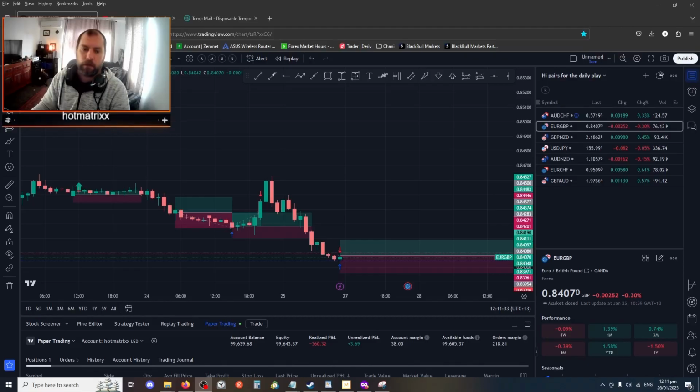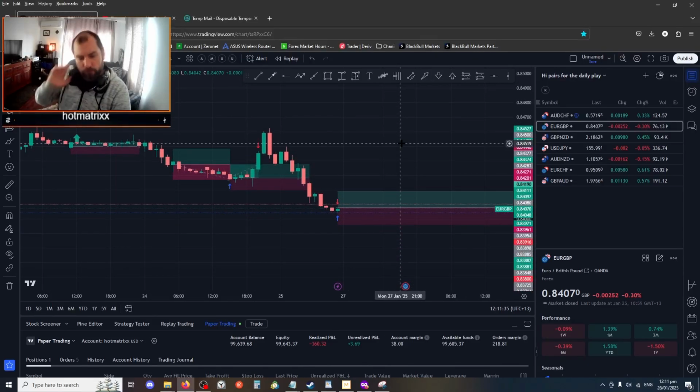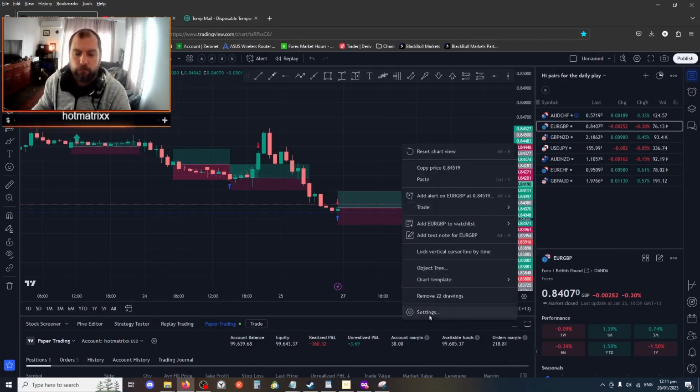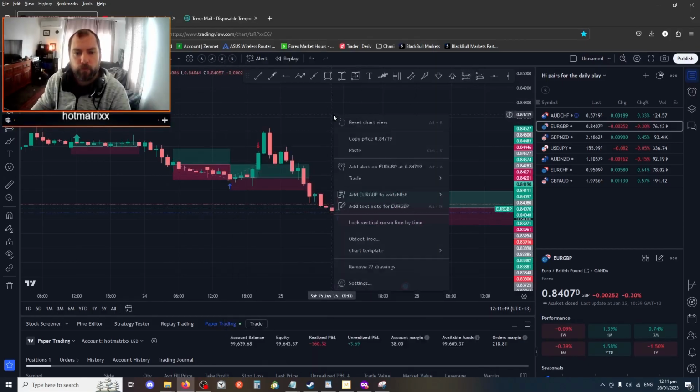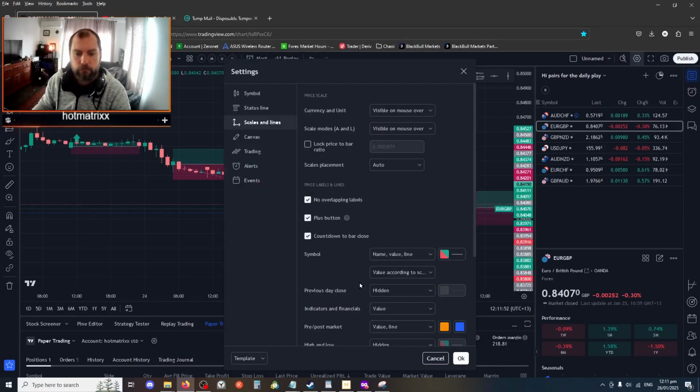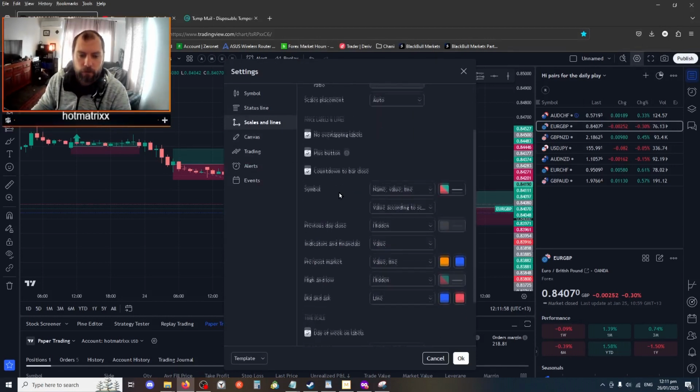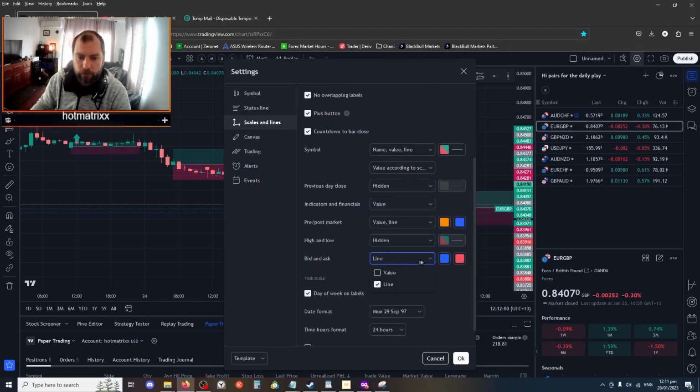Spread bid ask markers. Right, this is more important than you realize. You may not know what they are yet, but we will enable them because they are really important. Under scales and lines, so what I did here, by the way, was I just right click and go to settings. It's also available up here. Under scales and lines, we go down to bid and ask, and we set them as a line. As you'll see, here are the bid and ask values, and I'll show you why they're important in a moment.